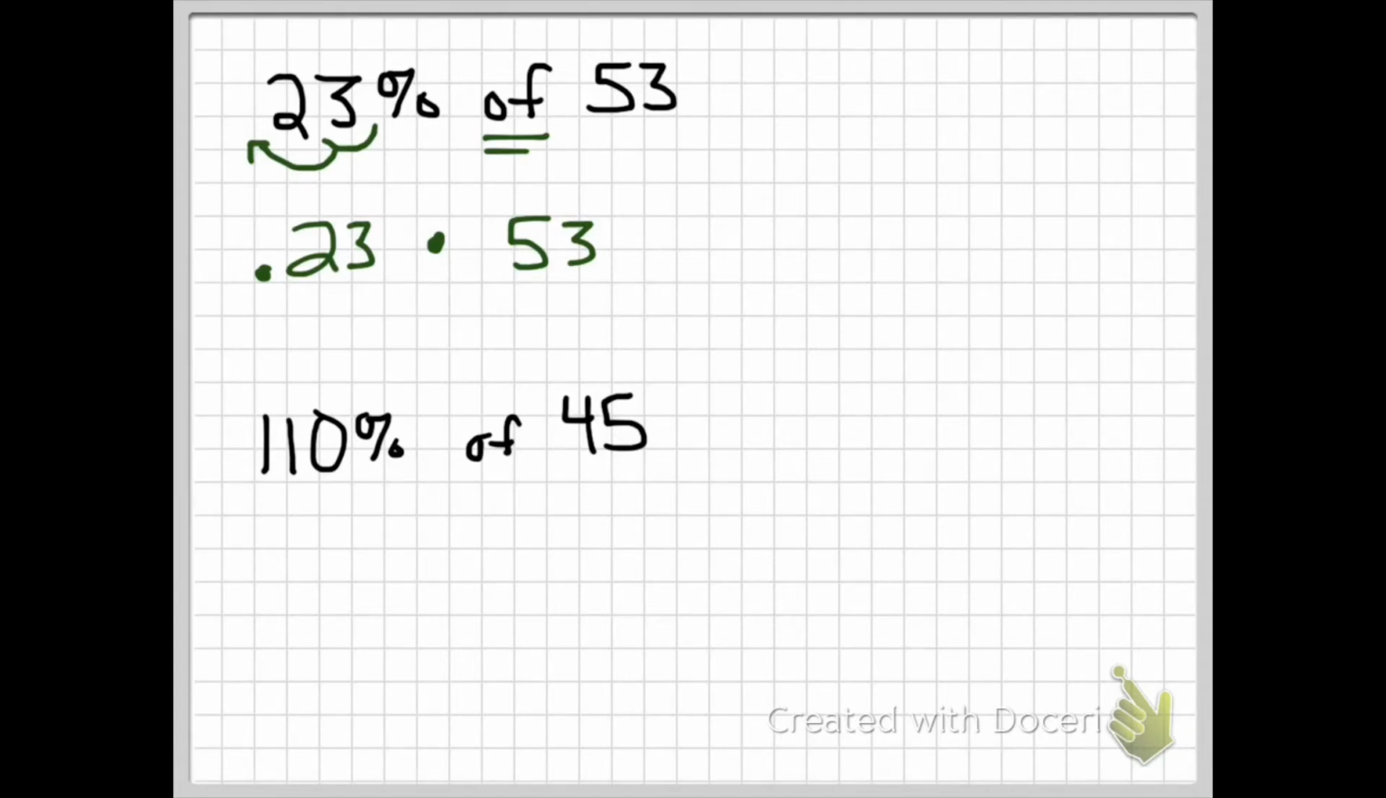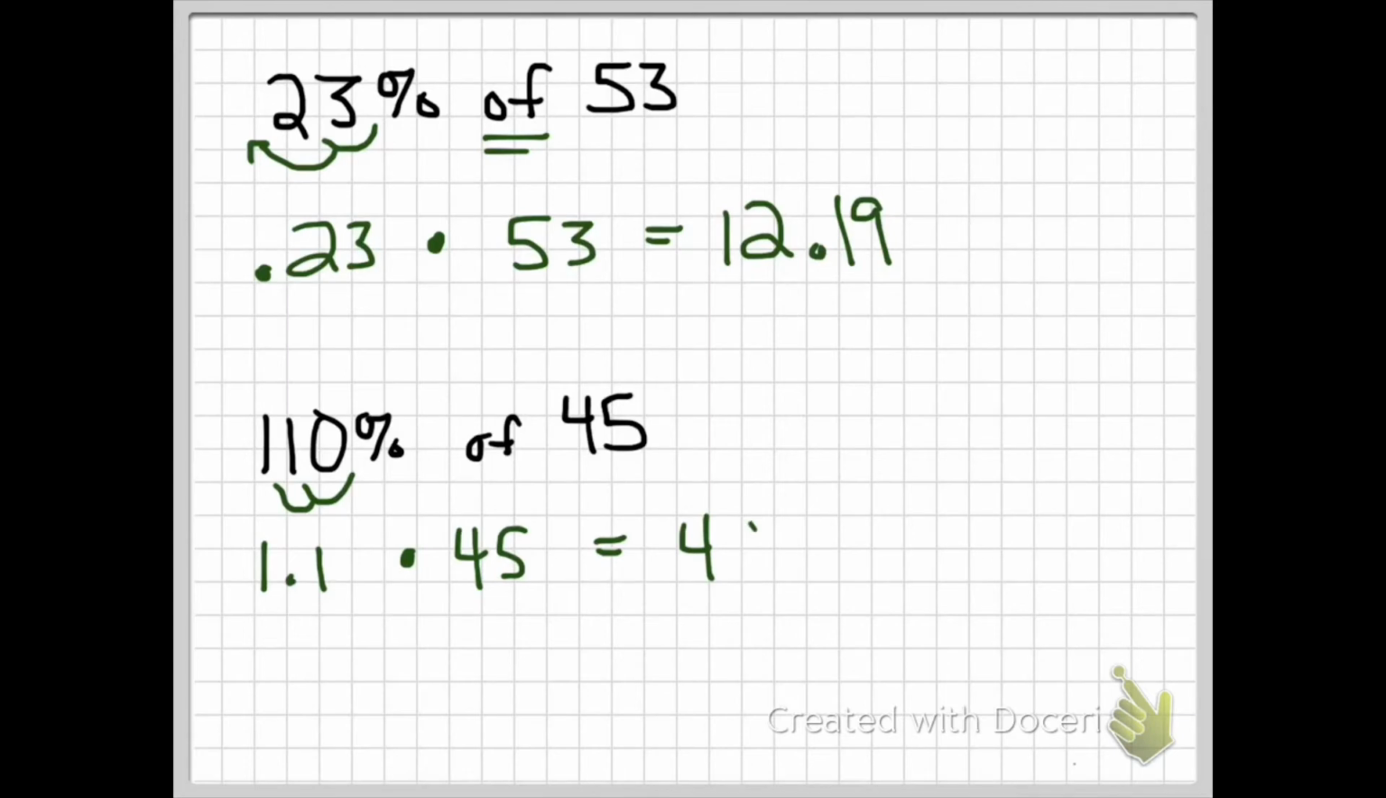After we do our multiplication, we end up getting 12.19, which makes sense. That's good estimation, right? 110% would mean that we're getting all of 45 and then a little bit more. So once again, we're going to convert this to a decimal: 1.1, you don't really need that 0 at the end, times 45. And 1.1 times 45, we end up getting 49.5 for that. All right, so good estimations there. It's good number sense usage.